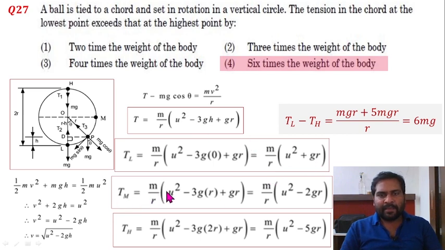Tension at the middle, where h equals r, is m by r times (u square minus 2gr), and for the highest point h equals 2r. Putting h equal to 2r here, it equals u square minus 5gr multiplied by m by r. Now the difference of tension at the lowest point and highest point, because the other terms cancel each other out, is equal to 6 mg. So option 4 is correct: 6 times the weight of the body.